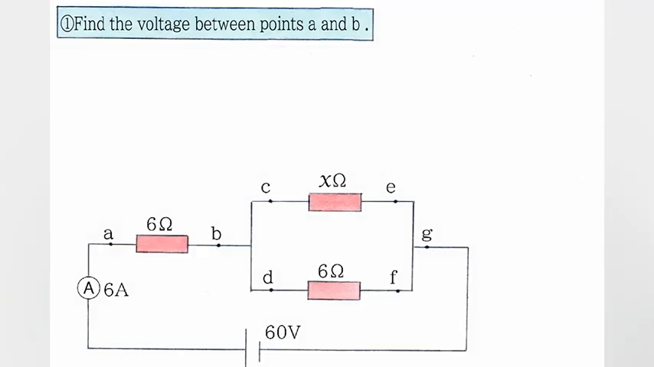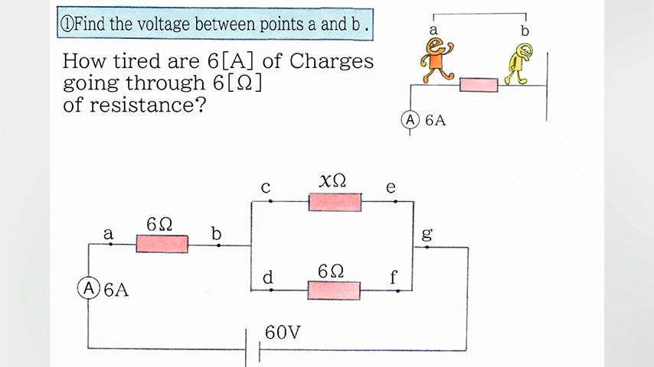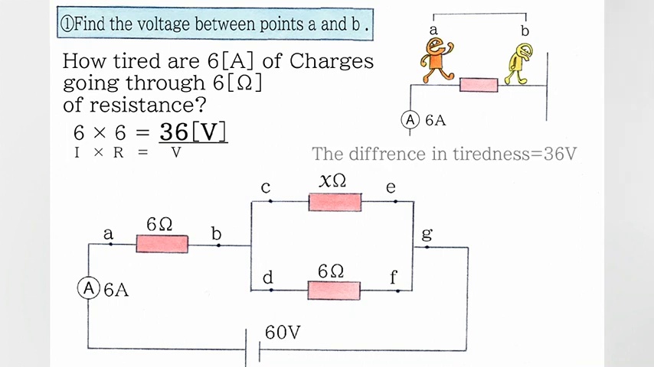Number 1. Find the voltage between points A and B. Use Ohm's law. How tired are 6 amperes of charges going through 6 ohms of resistance? 6 times 6 equals 36 volts. The difference in tiredness equals 36 volts.